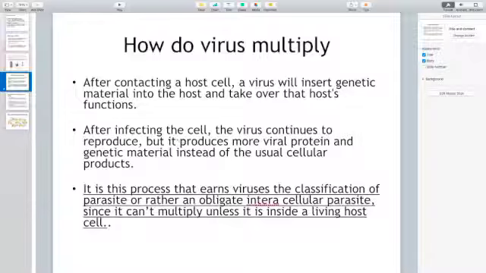After infecting the cell, the virus continues to reproduce, but it reproduces more viral protein and genetic material instead of the usual cellular products. Again, the host cell doesn't make anything for itself. Everything is made for the virus only. It is this process that earns viruses the classification of parasites, or rather obligate intracellular parasites. Intracellular parasites, because they can only multiply once they're present inside their living host cell.